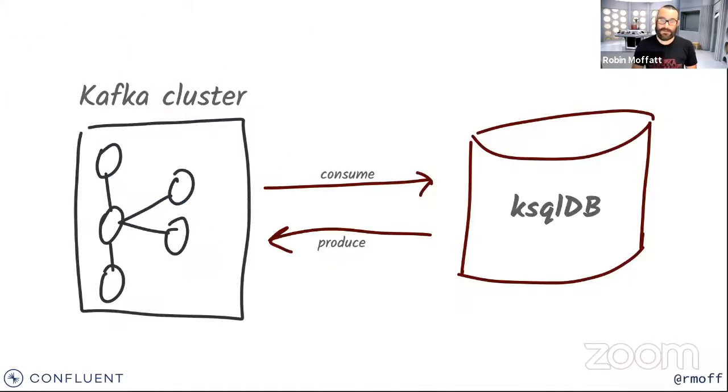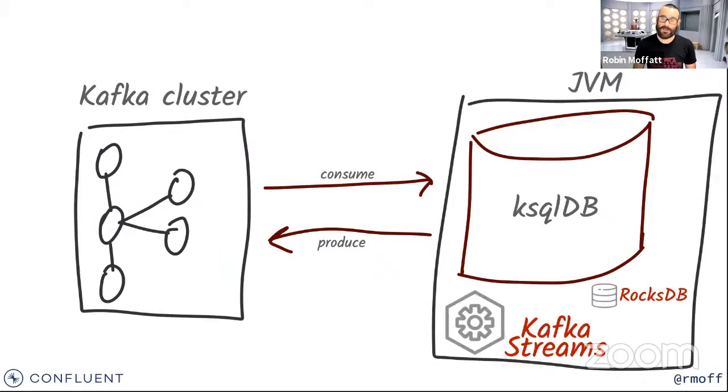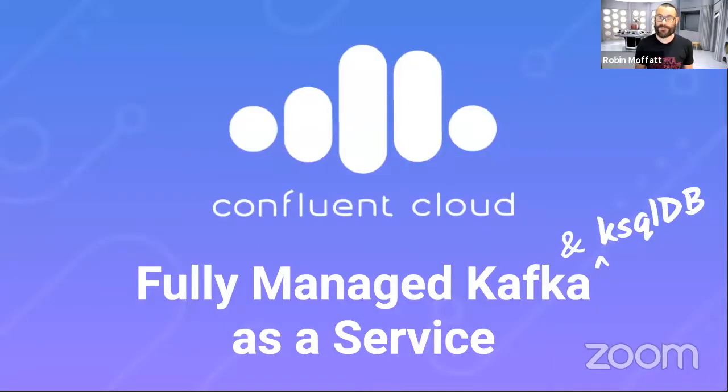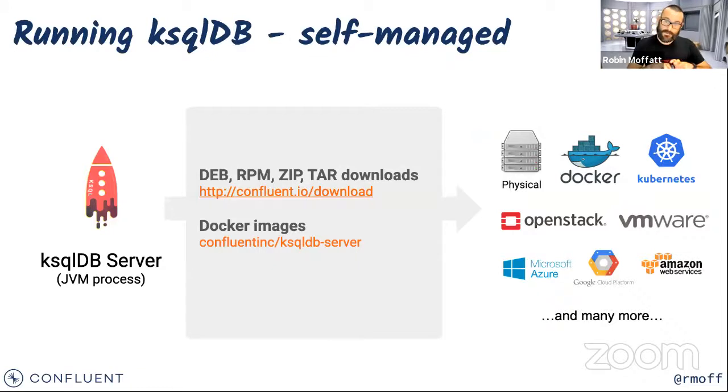Within ksqlDB, like I say, it's just a producer and consumer. It runs as a JVM. It's built on top of Kafka Streams. It uses RocksDB for its state store. And you can actually run it wherever you'd like to. I'm running it on Docker on my laptop. You can run it on bare metal, on Kubernetes. You can also have it available as a managed service on Confluent Cloud, which also gives you managed Kafka Connect. But there are plenty of places you can run it if you want to just yourself, on premises or on the cloud.